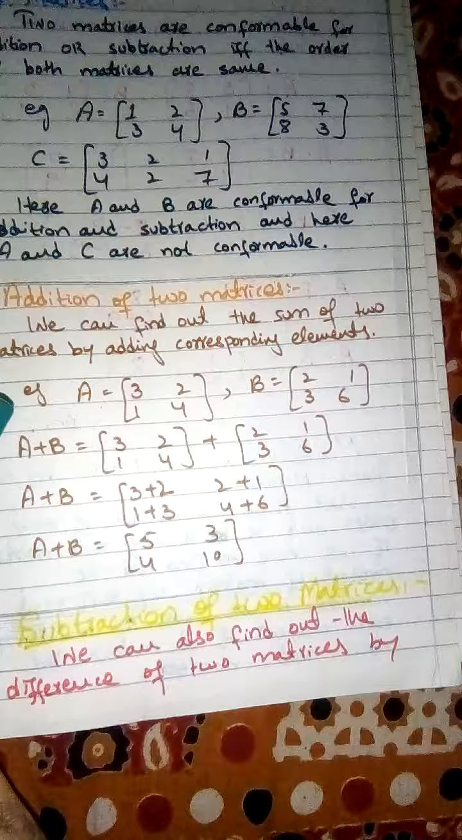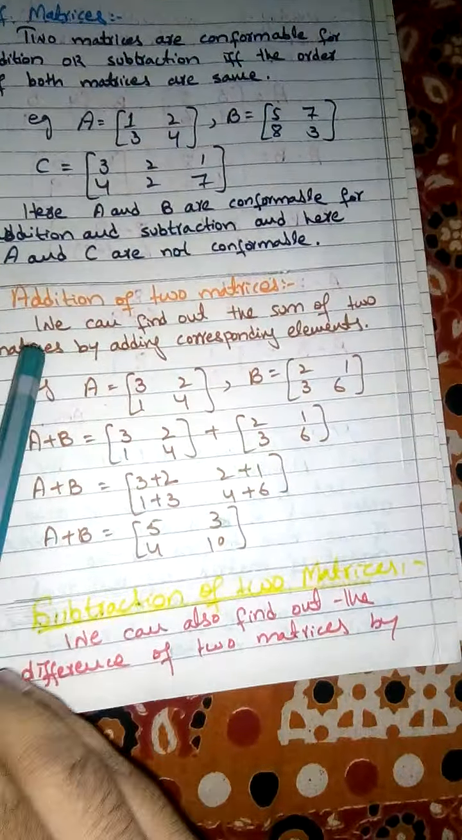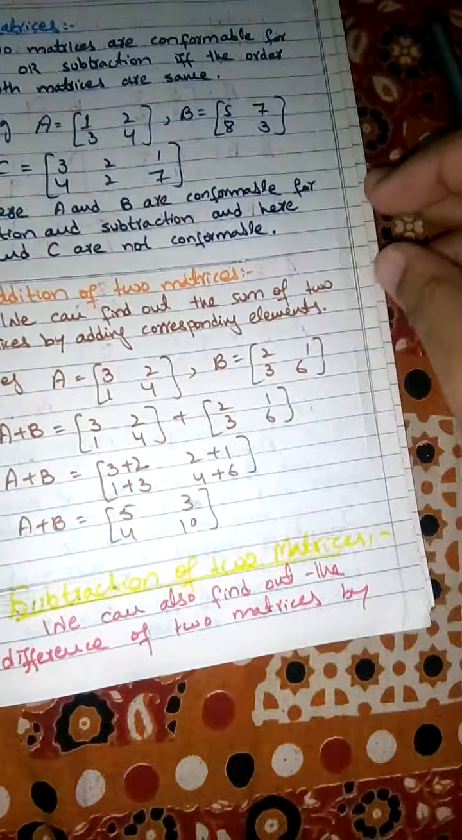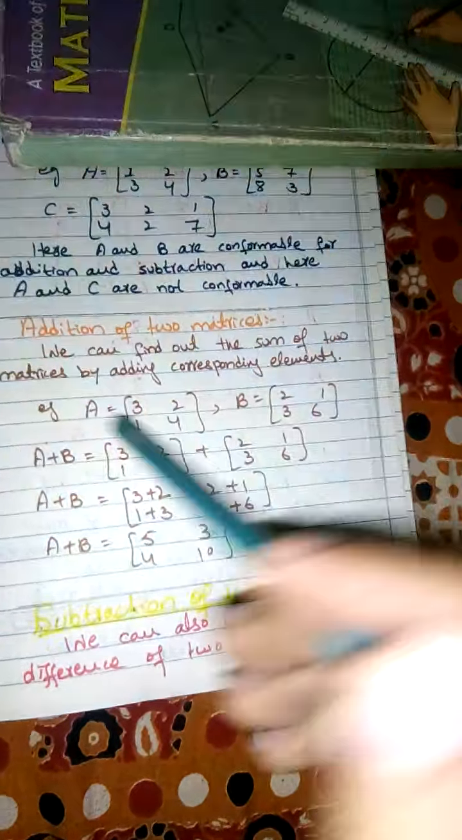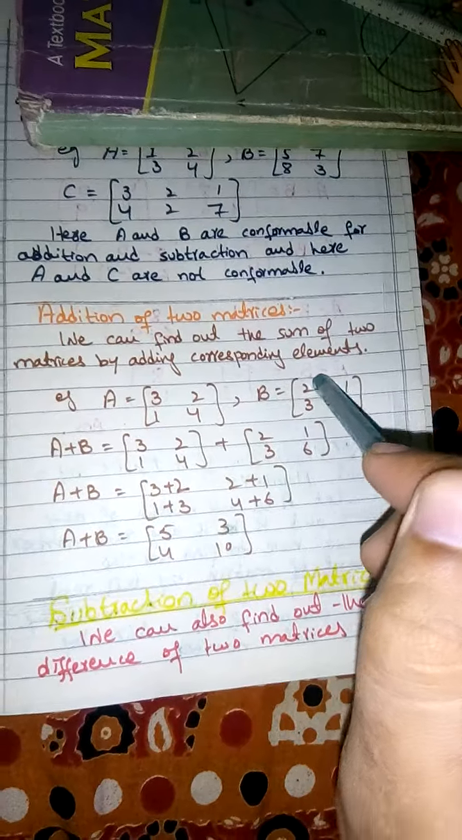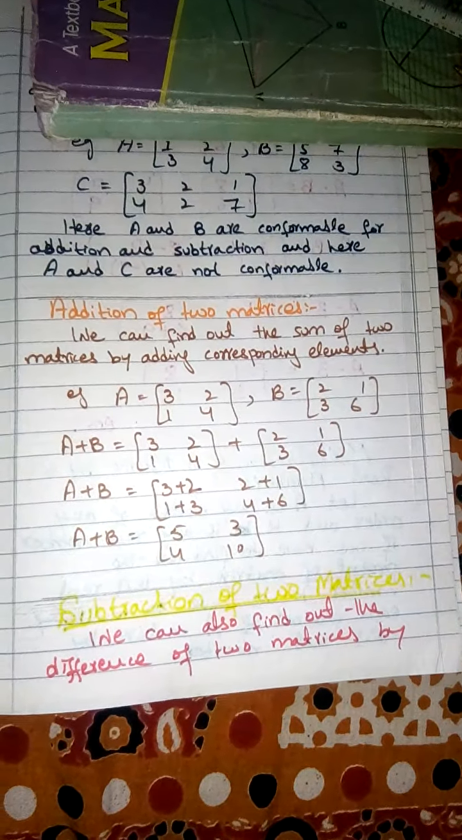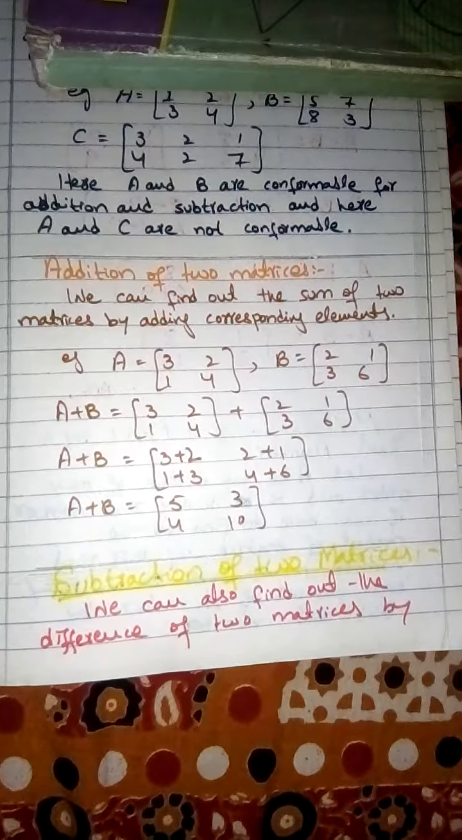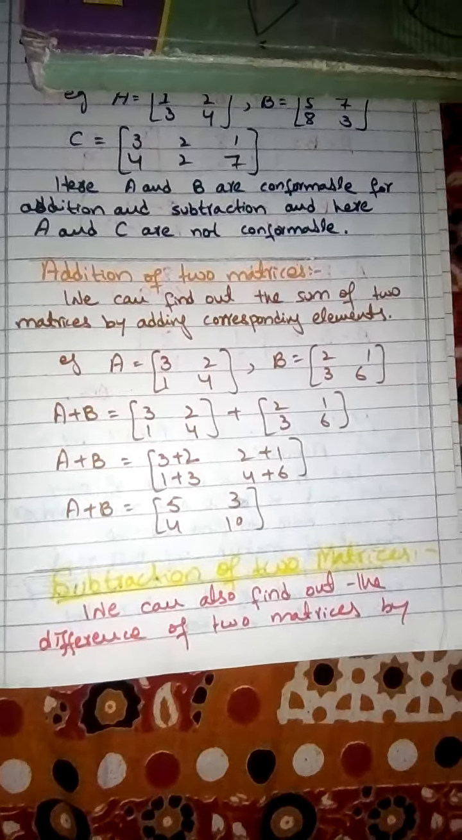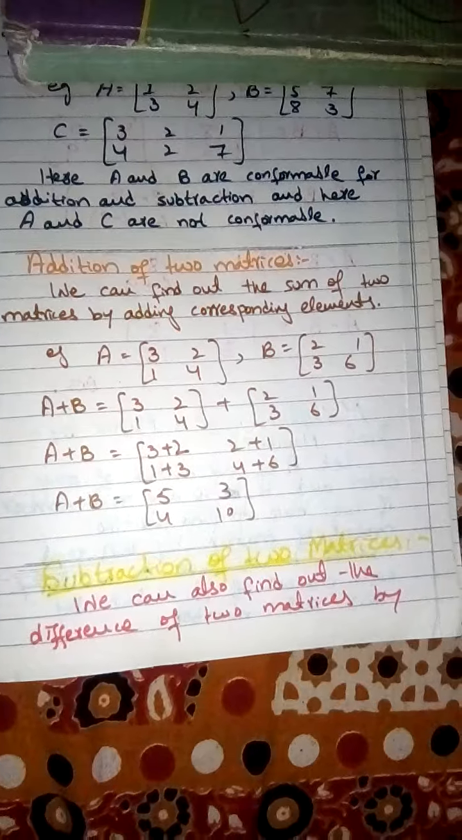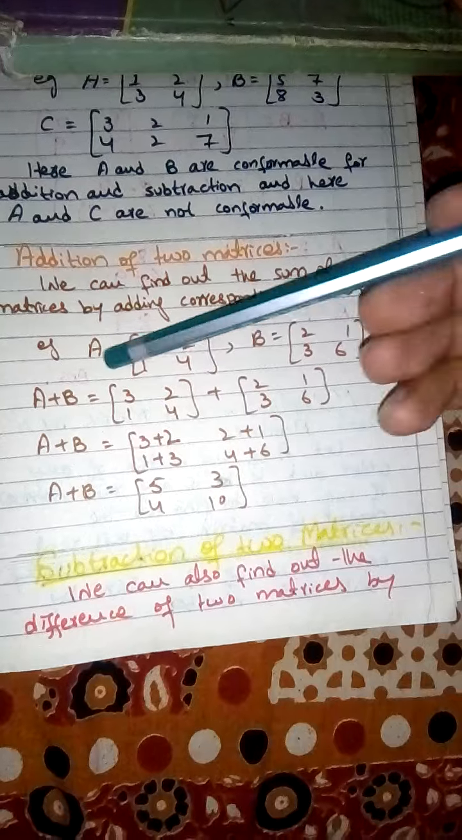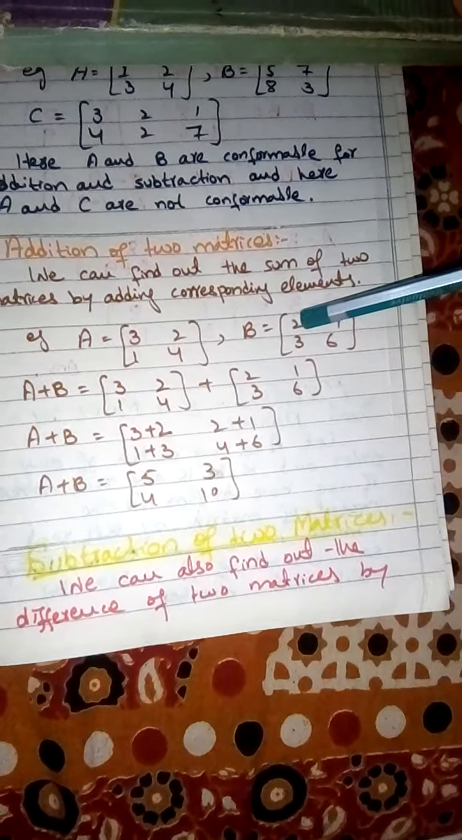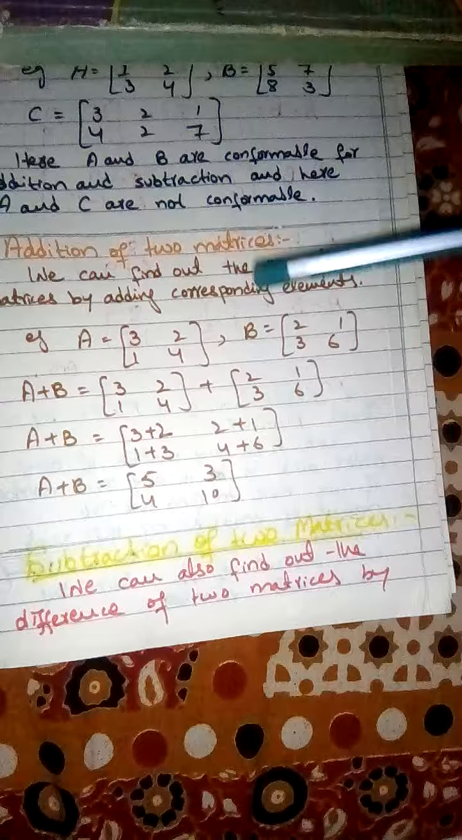Okay, now how can you find the addition of two matrices? We can find the addition of two matrices very easily. How? By adding corresponding elements. If you have to find the addition of two matrices, you have to add all the corresponding elements. What are corresponding elements? Suppose you want to add these two matrices, this is matrix A and this is matrix B. These are square matrices and the order is 2 cross 2.